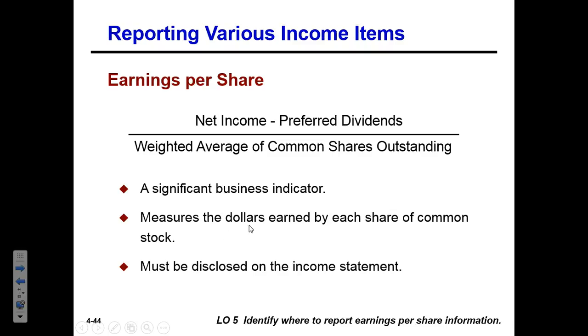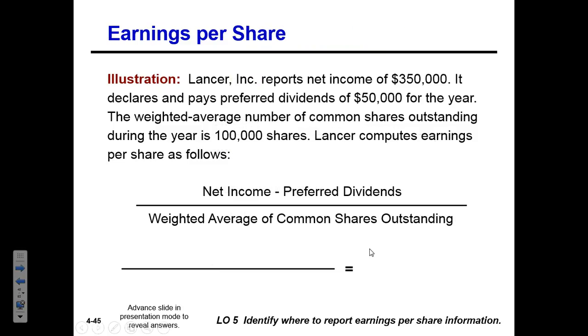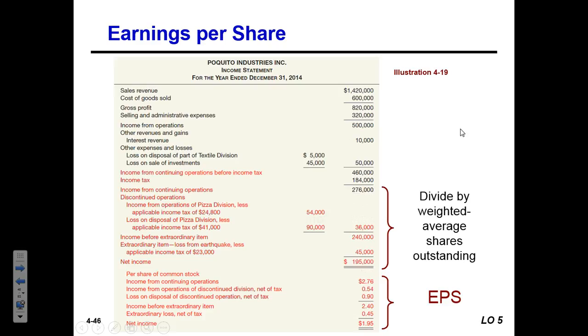So anyway, earnings per share measures the dollars earned by each share of common stock. It's good. Must be disclosed. Okay, so they do an illustration. I don't know why they do an illustration, but if you can't do that, don't worry about it. This is what it looks like, though, on earnings per share. They show that on page 178 too, at the bottom. This is illustration 419, page 178.